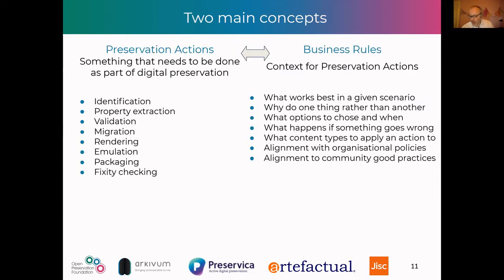So I'm going to start really by just going over these 2 main concepts, the idea of preservation actions and business rules. This is kind of the heart of the PAR model. So preservation action really means something that needs to be done as part of digital preservation. So it would be something like one of the items listed here on the left. And the business rule is an idea that's meant to provide context for which preservation actions you've chosen.